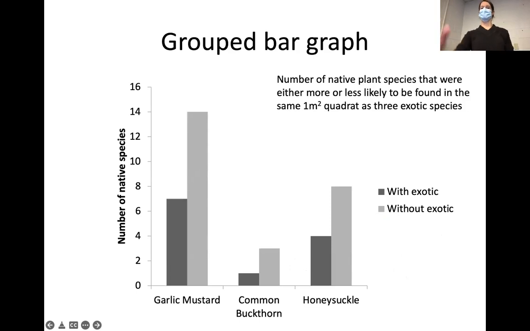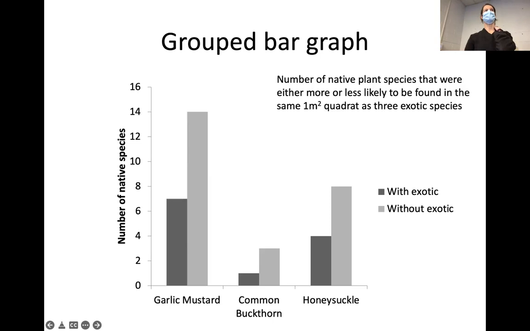You can make more complicated ones, which we'll do later in the semester, where you actually group different categories together. So you're looking at multiple variables here, right? If the y-axis is what we're actually measuring, that's the number of native species in these different types of habitats. So where there's garlic mustard present, common buckthorn or honeysuckle, those are all invasive species. If the exotic is present, the non-native is present, or if the non-native is not present, you can see a difference and you can compare those two side by side really clearly.